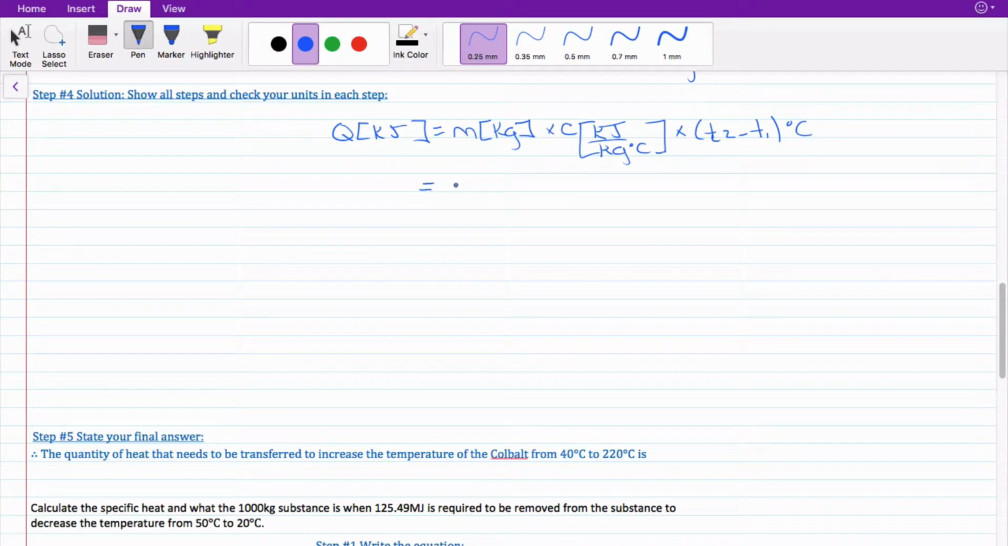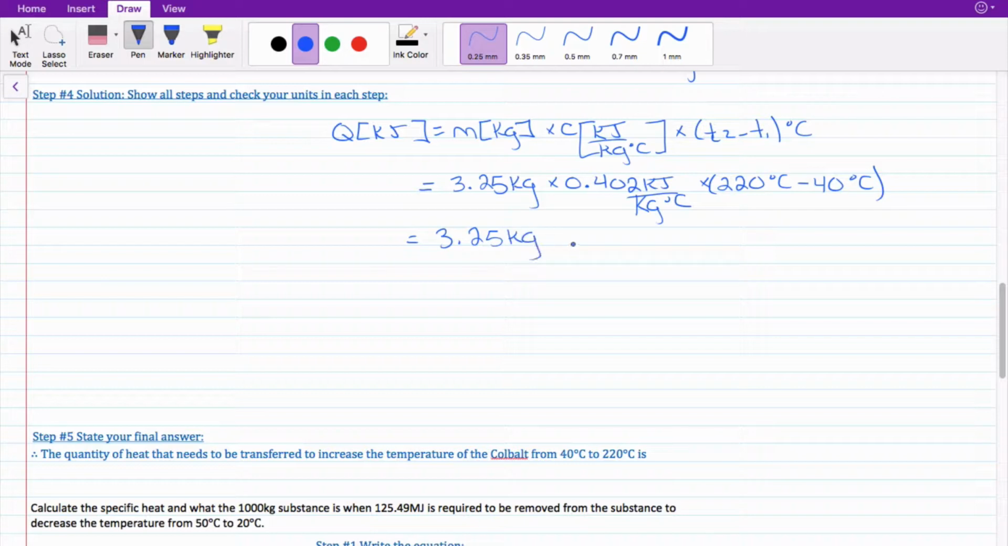So we put in our variables. That's 3.25 kilograms times 0.402 kilojoules per kilogram degrees C times your T2, your final temperature, which was 220 degrees C, minus 40 degrees C, your T1, your initial temperature. If you subtract 40 from 220, you get 180 degrees C as your delta temperature change.